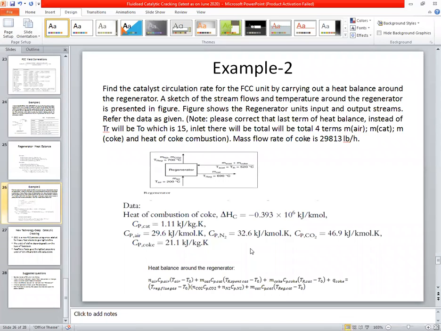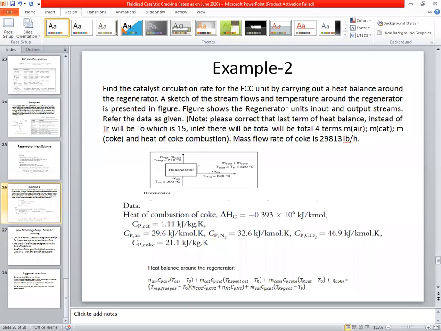Now, one thing I would like to inform: here in the first position, the first term, I actually wrote in my slides, please correct that last. Now, why actually, how did I find this error in the book itself? See, as I told, the Cp value for catalyst and the Cp value for air are given in two different units. Am I right?